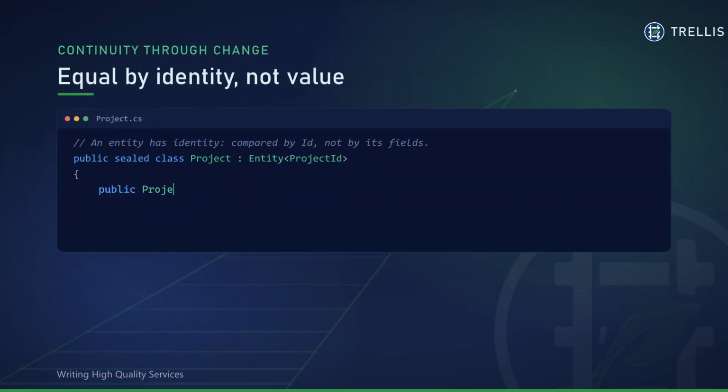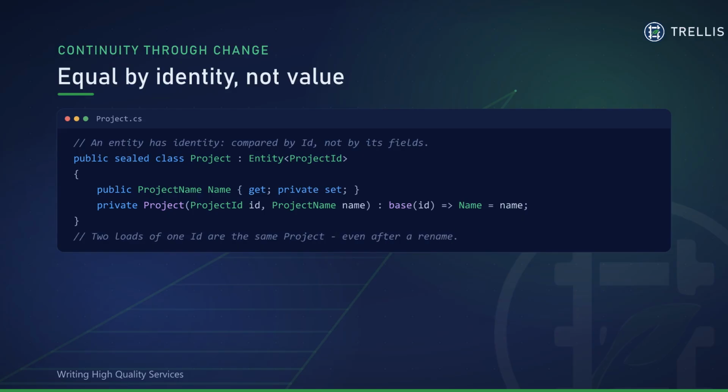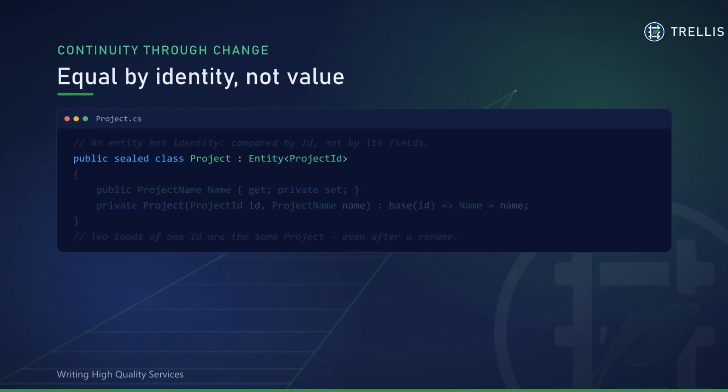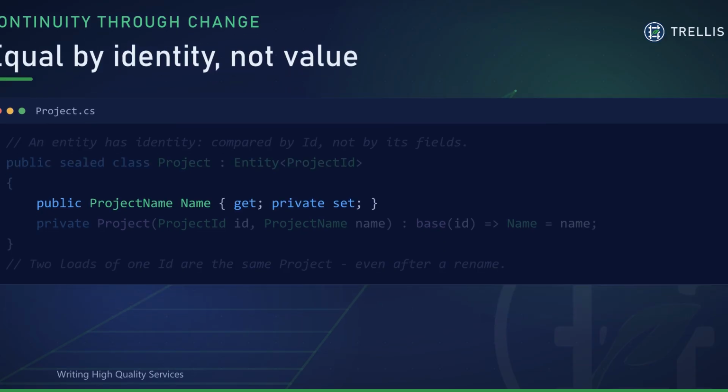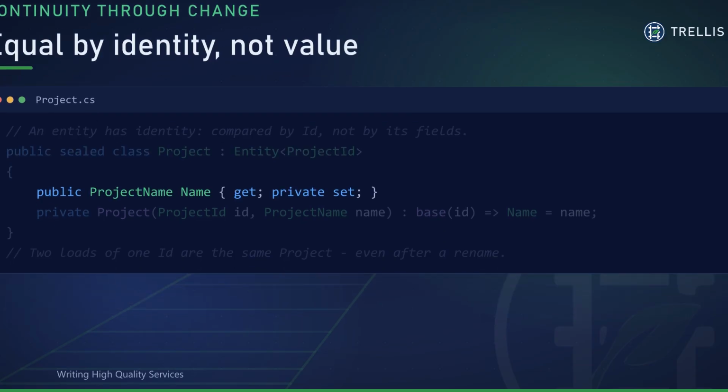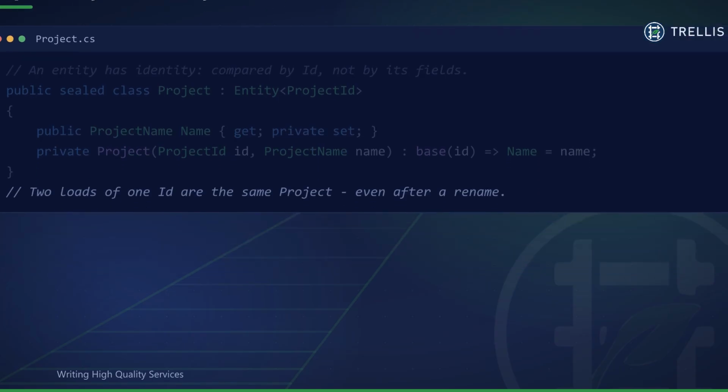A value object is defined by its value. An entity is different. It has identity. Derive from entity, give it an ID, and Trellis compares 2 entities by that ID, not by their fields. Rename a project, move it to done. It's still the same project because the ID never changed. Load the same row twice, and the 2 instances are equal. That's the line. Value objects are their values. Entities keep their identity through change.